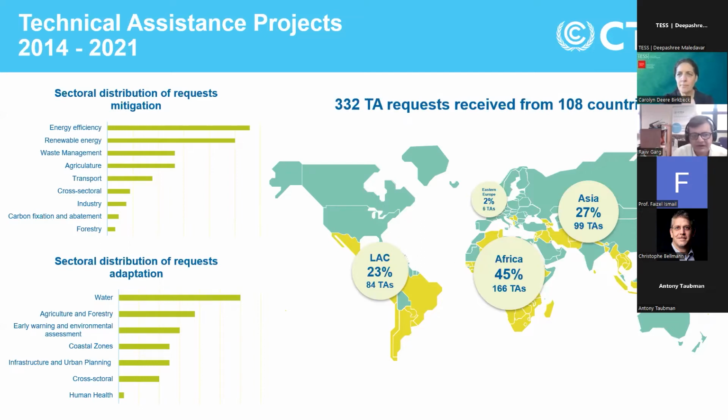So basically what we have received from the countries is requests for support on energy efficiency, renewable energy, and waste management on the mitigation side. These are the three large areas of requests which have come to the CTCN. And on the adaptation side, we have received requests related to water management, water planning, agriculture and forestry, and definitely early warning systems.